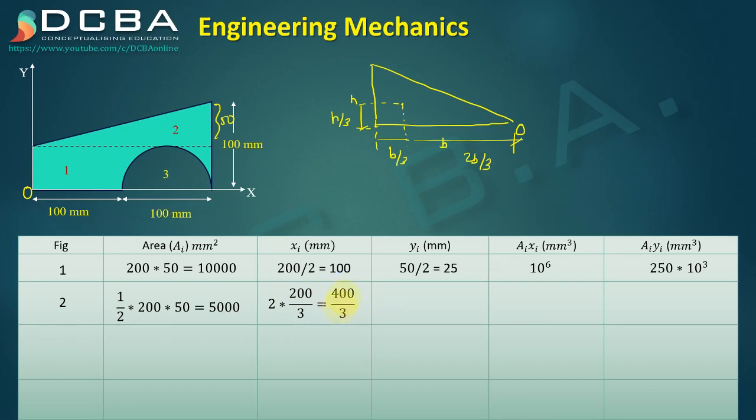And then vertically from point O, right? Now vertically it has a centroid at h by 3. H is 50, so it is 50 by 3, right? But from point O, what is the distance? From point O it is 50 mm plus 50 by 3. Okay, so it is 50 plus 50 by 3, right? That is the distance of the centroid from point O.